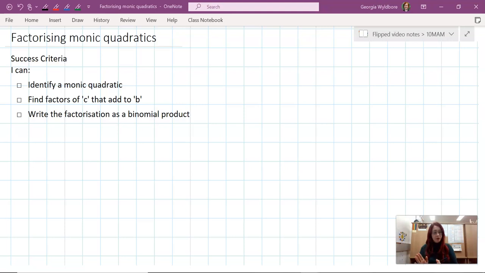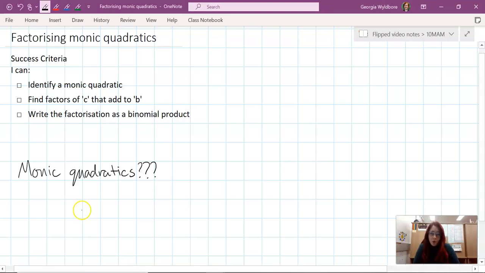So don't worry too much if you don't understand a couple of those terms. We'll get there. First, let's look at what exactly is a monic quadratic. So a monic quadratic is simply a quadratic in the form, so remember our general form of a quadratic is ax squared plus bx plus c. Monic just means that our value of a is 1.